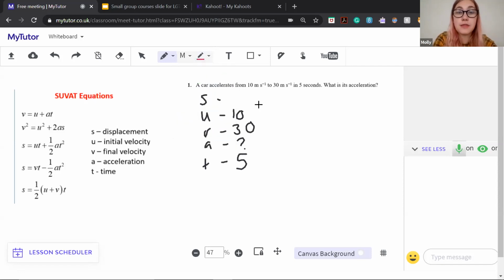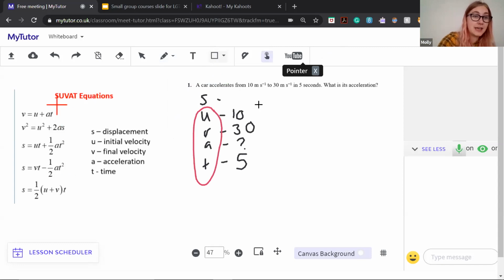Now let's have a look at the things that we want to use in this equation. It's U, V, A, and T. So basically we want one of these equations that doesn't have S in it. So which equation do you think we'll use? Pop it in the chat.